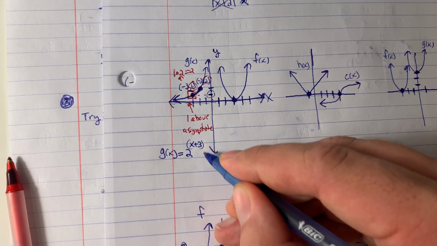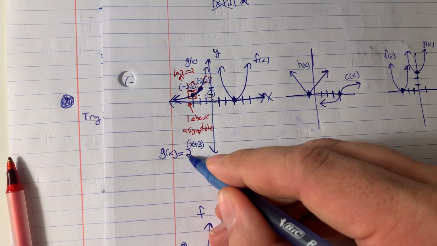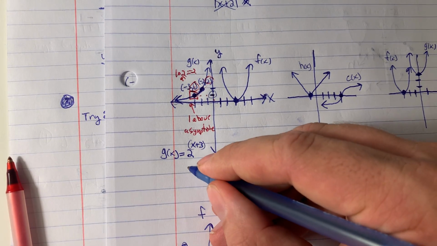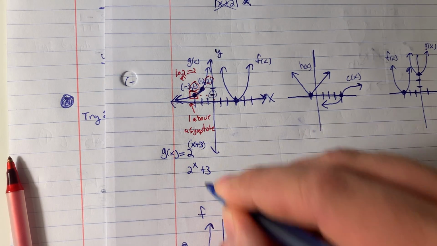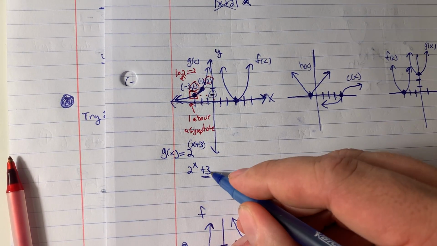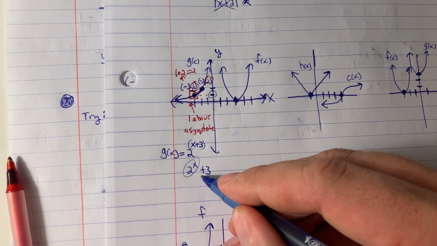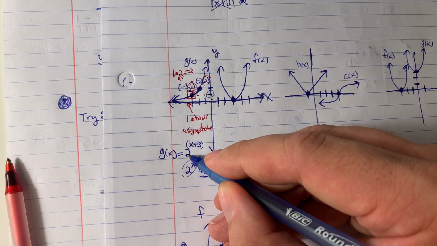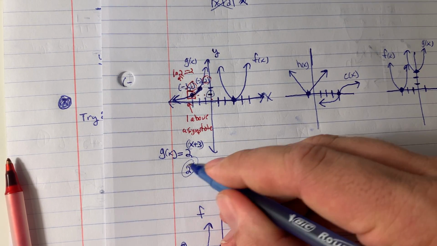We don't have to put parentheses here, although you could, because it's clear everything is in the exponent. Compare that to something like 2 to the x, plus 3. This would be on the outside of the function. You do 2 to the x, and then you add 3. Here you're doing 2 to the x plus 3 power. So these are not the same.